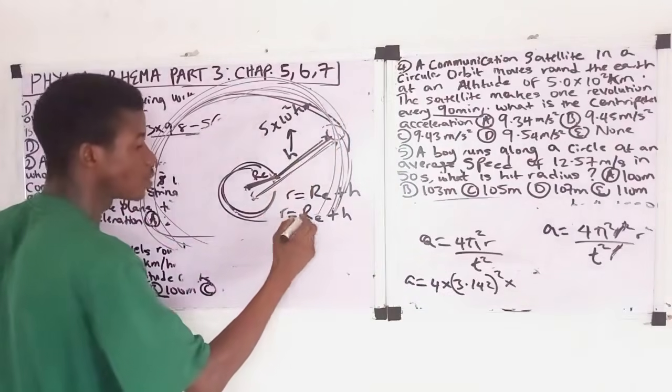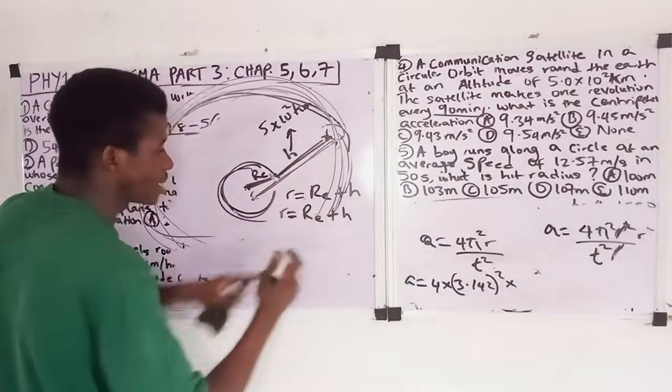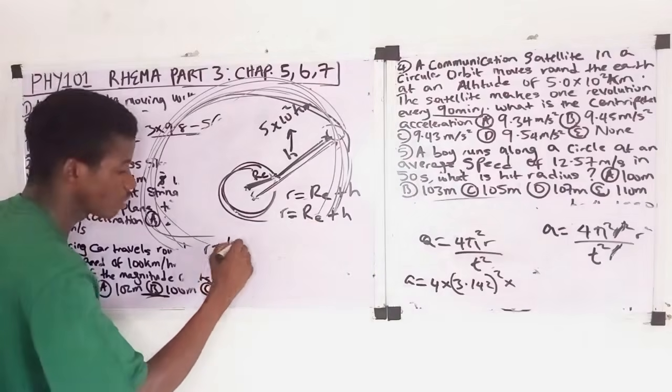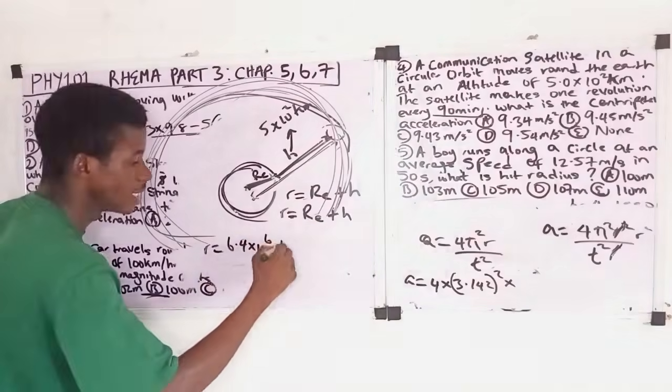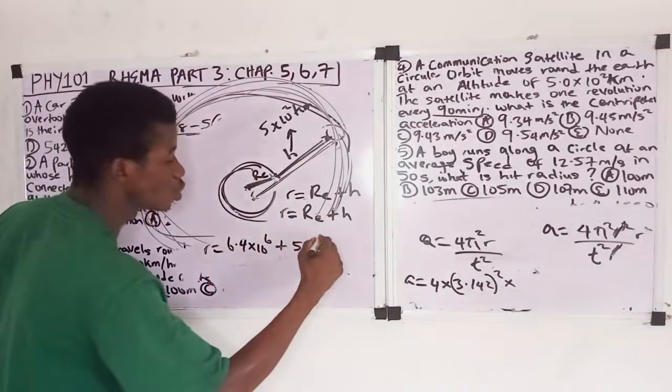Arrow, r, is equal to what? The radius of the earth plus the altitude, right? Now what is the radius of the earth? I told you the radius of the earth is 6.4 times 10 raised to the power 6, then plus the altitude of the satellite, which is 5 times 10 raised to the power 2.